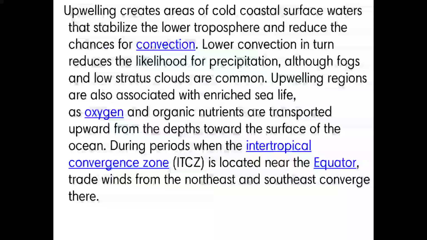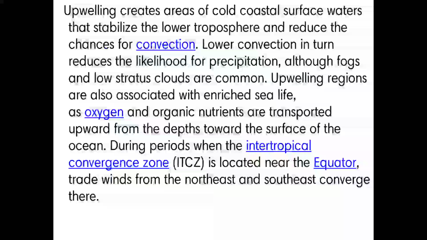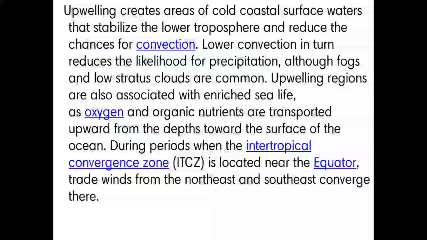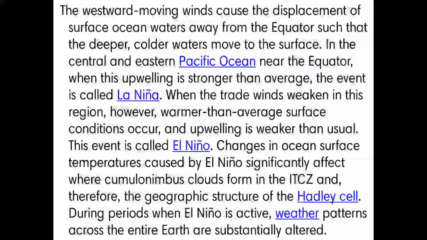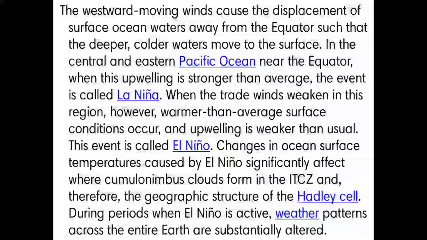Upwelling regions are also associated with enriched sea life as oxygen and nutrients are transported upwards from the depths towards the surface of the ocean during periods when the intertropical convergence zone is located near the equator. Trade winds from the northeast and southeast converge there. The westward moving winds cause the displacement of the surface ocean water away from the equator such that the deeper, colder water moves to the surface.